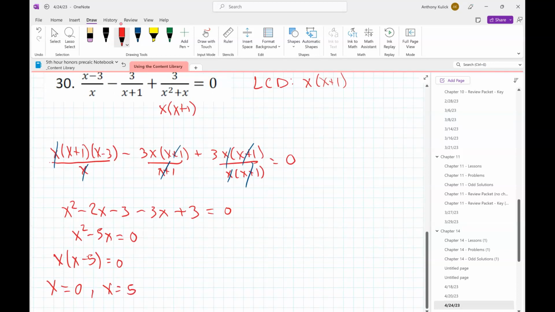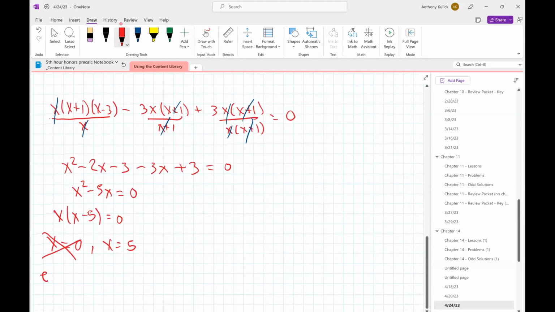So I get 5 and 0 when I solve the resulting quadratic. What do you notice about x equals 0, though? It's extraneous, right? That's going to give me a 0 denominator. So I just have x equals 5 as my only answer. Does that feel okay? Yeah.